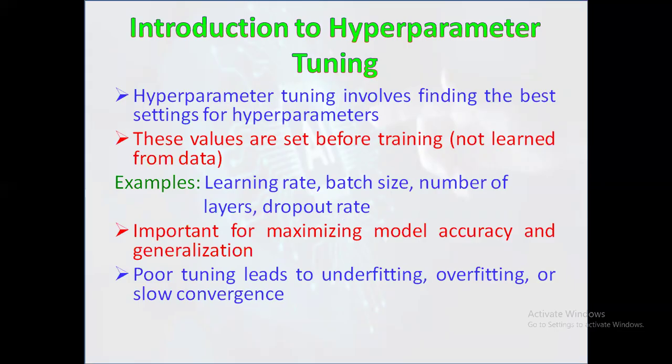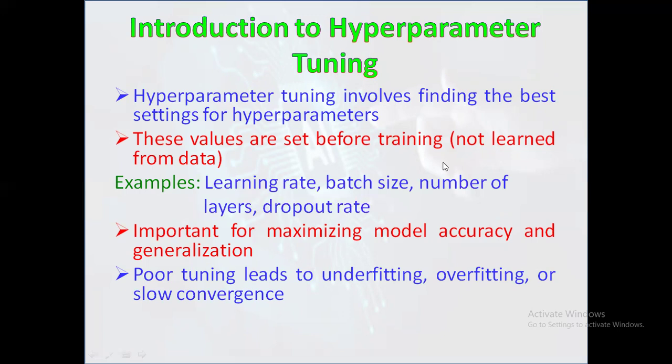Hyperparameter tuning involves finding the best setting for parameters. In the sense, hyperparameters are external configurations that guide how a machine learning model is trained. Unlike model parameters, which are learned from the data during training, like weights in neural networks, hyperparameters must be set manually or through an automated search strategy. Their correct selection can significantly impact a model's performance.